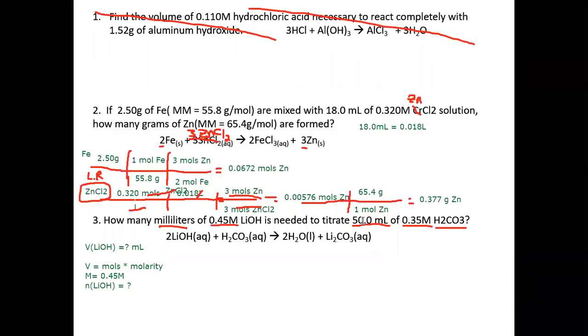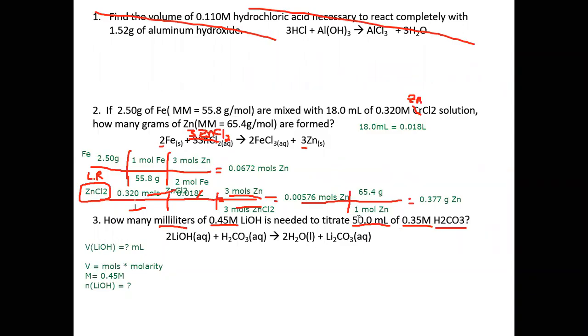Now, titrate is a way of just saying reacts. So when you have an acid and base in a reaction, we call it titration. So you're seeing how much acid or base is needed to completely react or neutralize the acid or base. So here we want to know how many milliliters of lithium hydroxide we need of this solution to neutralize all the acid in this solution.